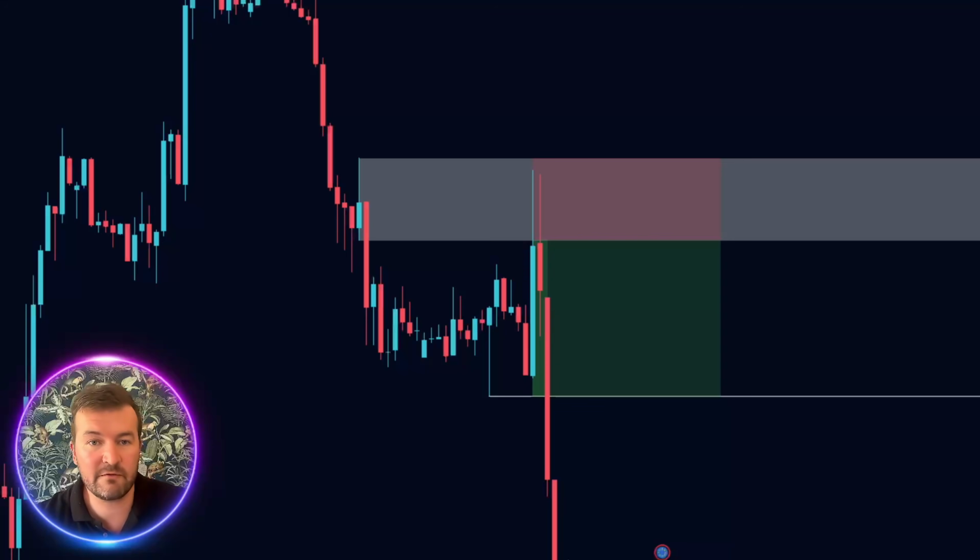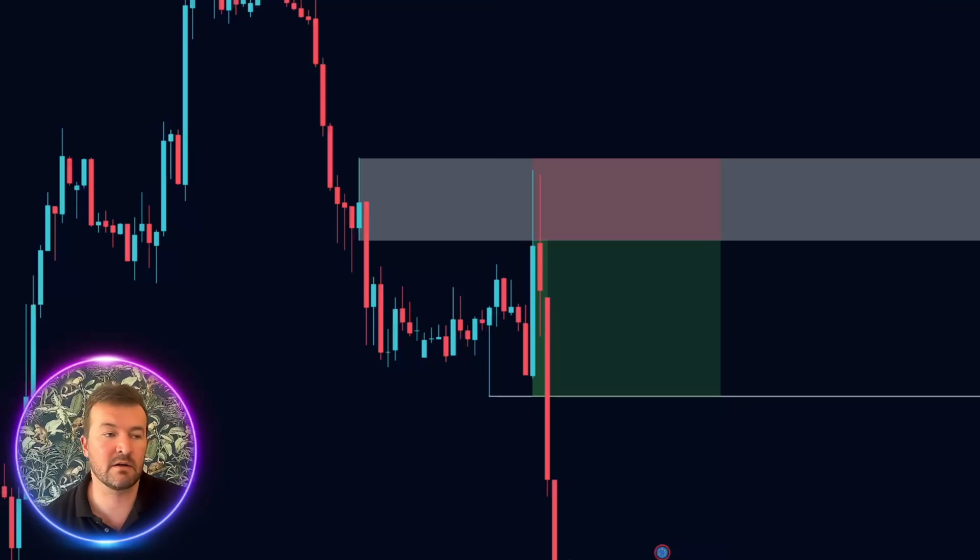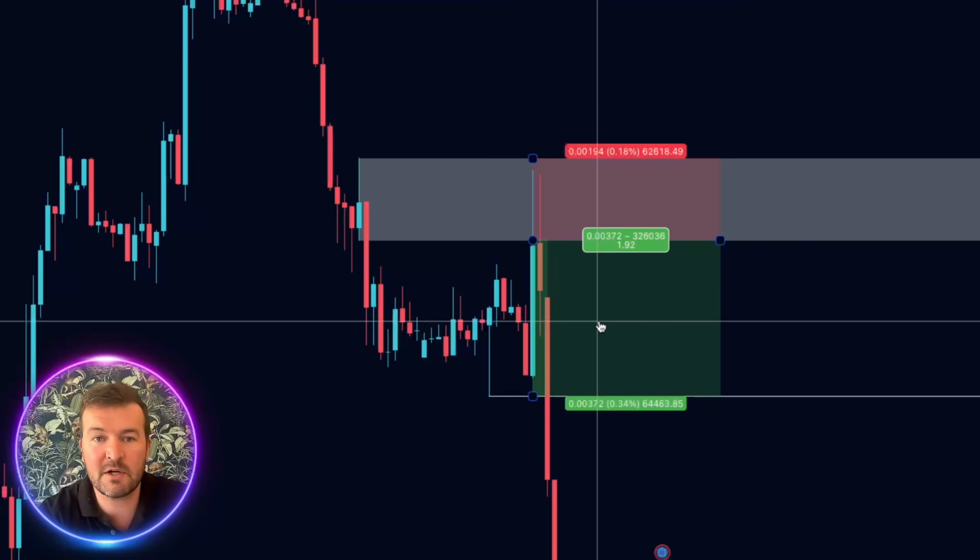And even if you do find a good order block, which tends to fit all your criteria, a main confluencing factor is whether or not you've got a high enough risk reward ratio. With this example, it's only a 1 to 2.